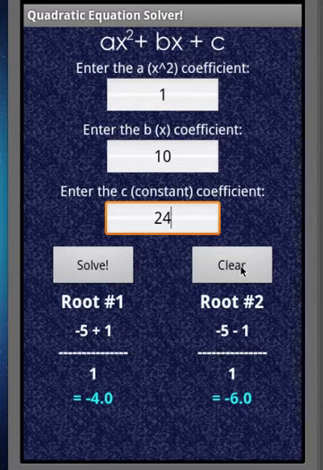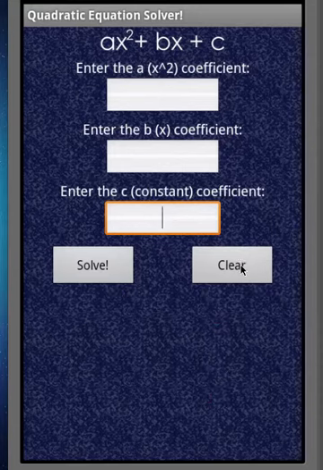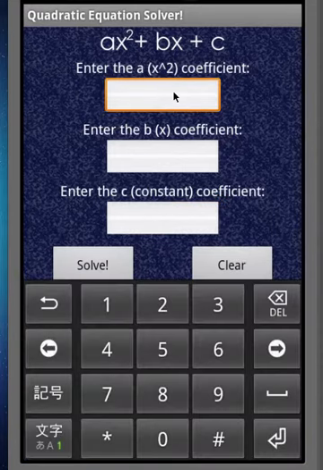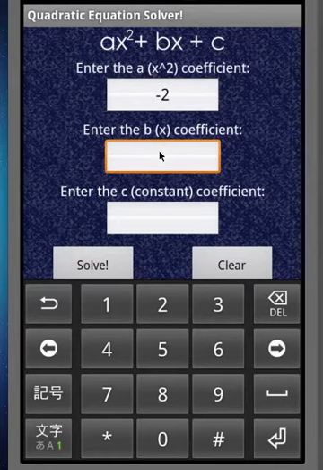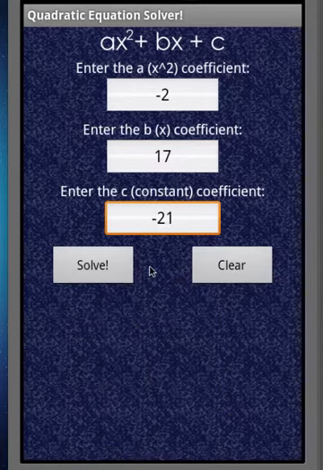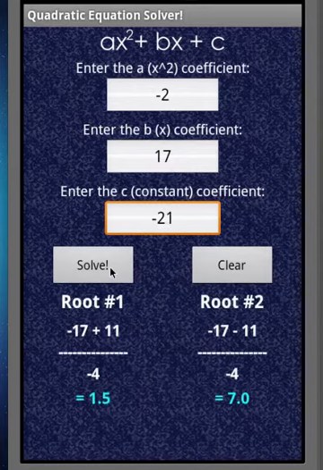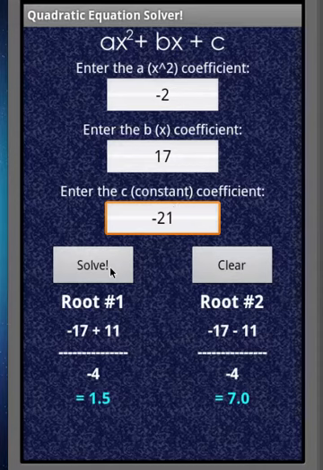Let's do another straightforward one. Let's try -2x squared plus 17x minus 21 and see what we get. And when we do that, we get 1.5 as the first root and 7 as the second root. And as you can see, there's a formal kind of description of the answer on top. That will always be there. That's kind of what teachers want to see. It's kind of like showing your work, more or less.